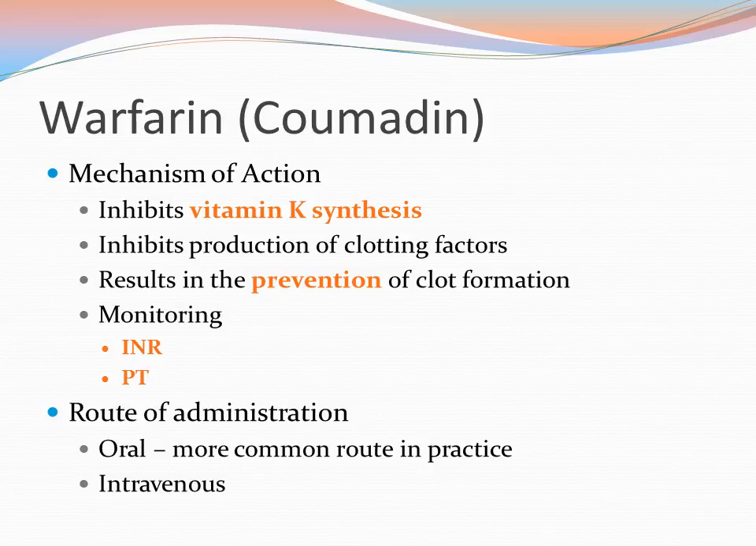Now, by inhibiting vitamin K synthesis, you're going to see it inhibits the production of 4 different clotting factors. Not that you need to remember those 4 clotting factors, but understand that because it's working on 4 factors, it's a more dangerous medication than those which are working on 1 factor. So the same reason why heparin was more dangerous than Lovenox, Coumadin is going to be more dangerous than other medications because it's working on so many factors. Inhibiting the production of those clotting factors, though, results in the prevention of a clot formation.